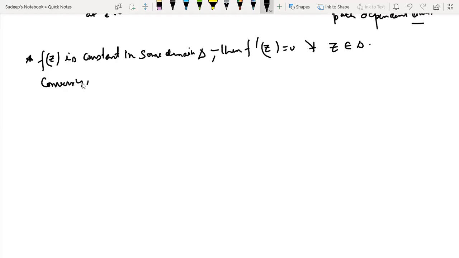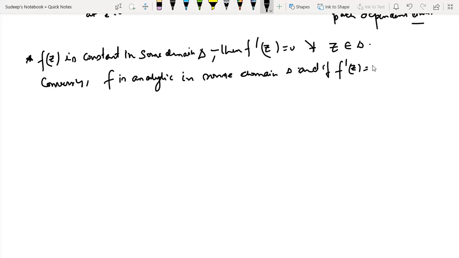And conversely, if f is analytic in some domain, so being analytic means what? It is differentiable in any open neighborhood containing this point. So for every point in D, it is going to be differentiable. So f is analytic in some domain D, and if f dash z is equal to 0, then f is a constant. So both of them hold true. And remember, the connectedness is an important criteria. Otherwise, you won't be able to get it.